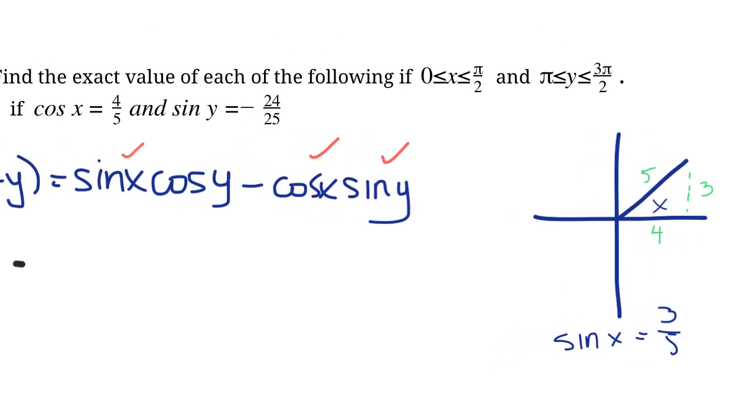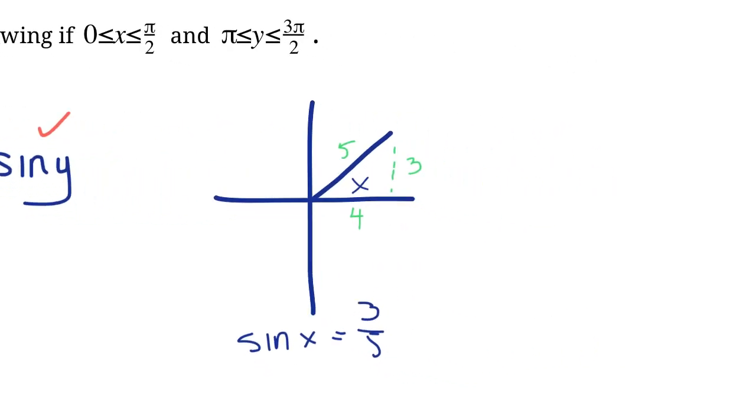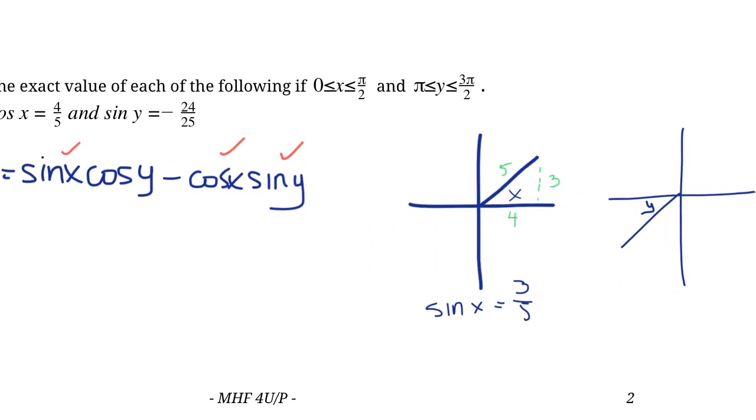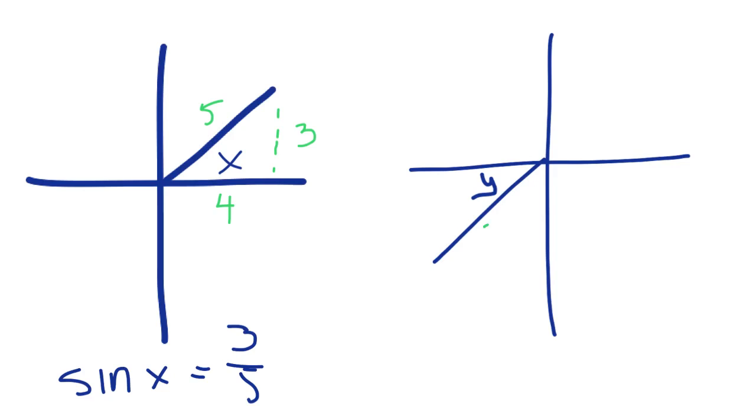So now we can do the same thing for cos y. If we draw a quick sketch of angle y, we can do the same thing. So it tells us in the question, y is between pi and 3/2 pi, which is the third quadrant, right? So y is going to be somewhere down here. And it also tells us in the question that sine y is negative 24 by 25. So that means 25 is our hypotenuse, and because it's sine, opposite will be negative 24, right?